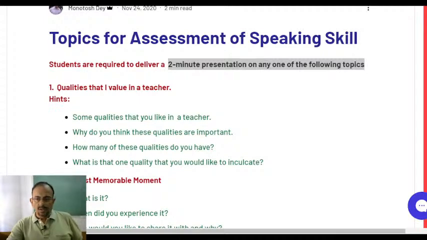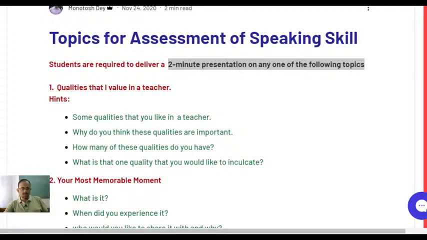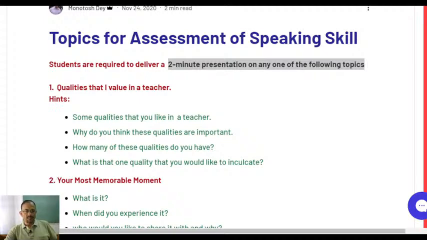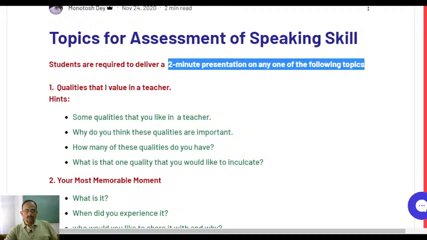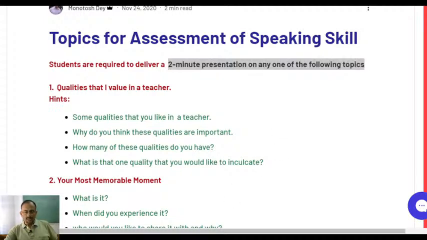So, Arya, Srusti, I hope you have understood. What about others? Rudra and Pooja, what about you? Okay, Manasvi also doesn't have any query at the moment. So that's good if you don't have any query. But if you have any doubt regarding assessment of speaking and listening skill, please do let me know. I shall certainly help you out in clearing your doubt.